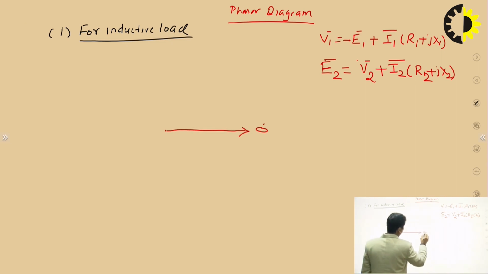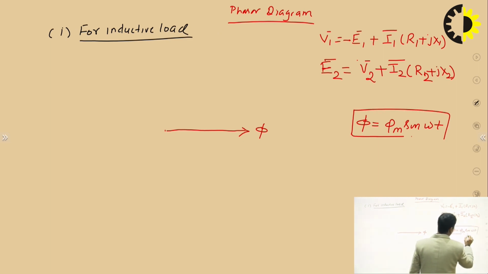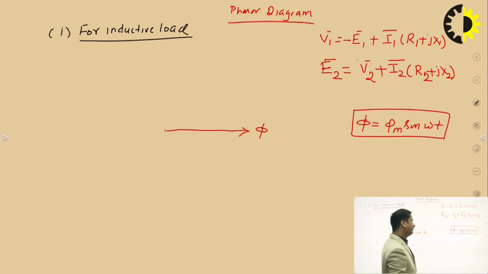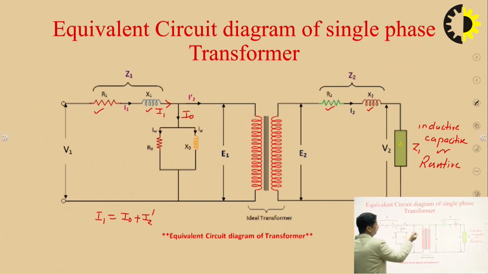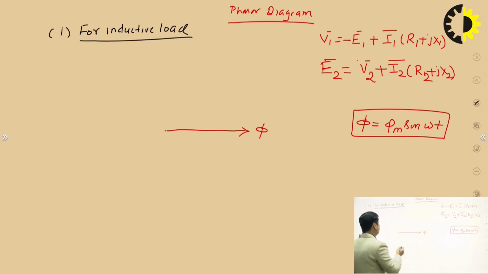Suppose this is the flux, phi, taken as a reference, because we know that phi is equal to phi m sine omega t. This is the flux, and we assume that the phase of the flux is 0, or we take it as a reference. Okay, and then we will take the induced EMFs E1 and E2. The voltages induced, E1 and E2, will lag the flux by 90 degrees, as we have seen when we derived the equation for E1 and E2. So E1 and E2 will be lagged by an angle pi by 2.